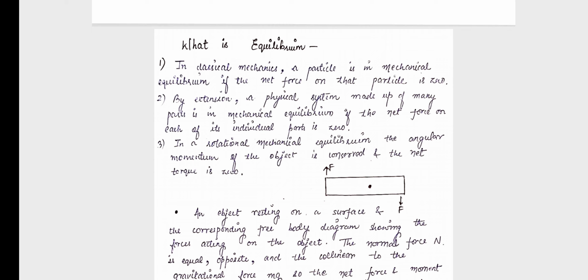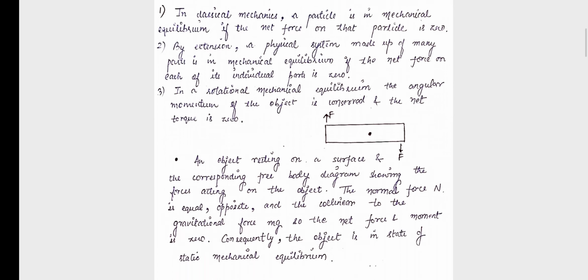In classical mechanics, a particle is in mechanical equilibrium if the net force on that particle is zero. By extension, a physical system made up of many parts is in mechanical equilibrium if the net force on each of its individual parts is zero. In rotational mechanical equilibrium, the angular momentum of the object is conserved and net torque is zero, as you can see in the figure.